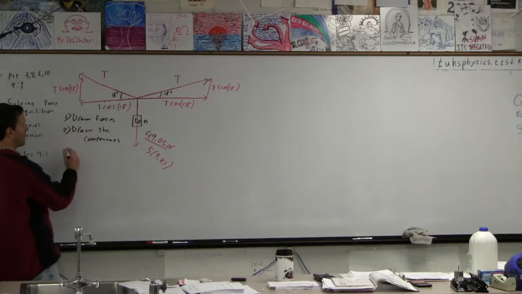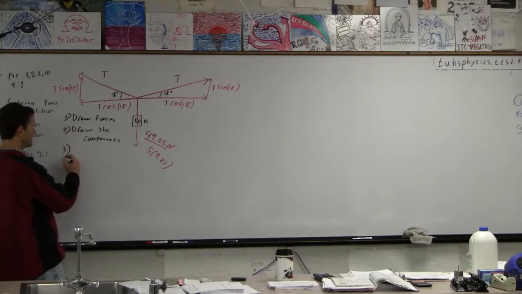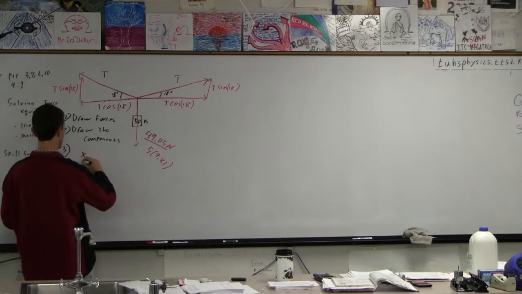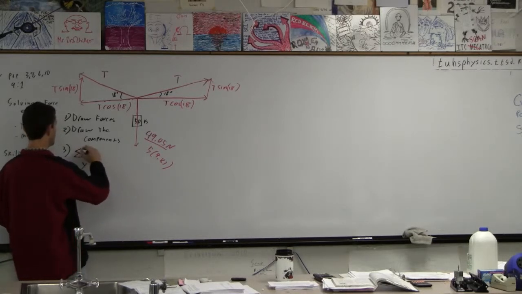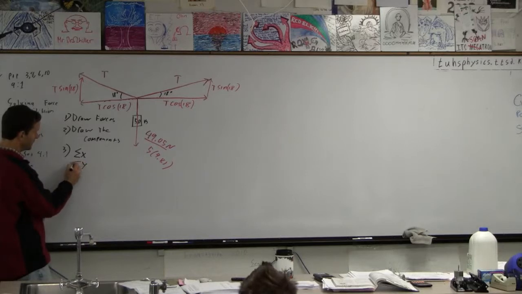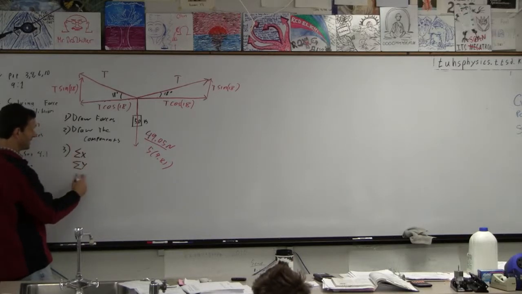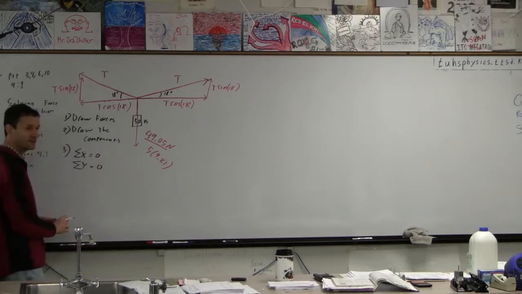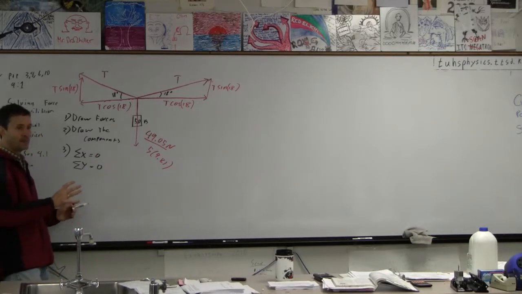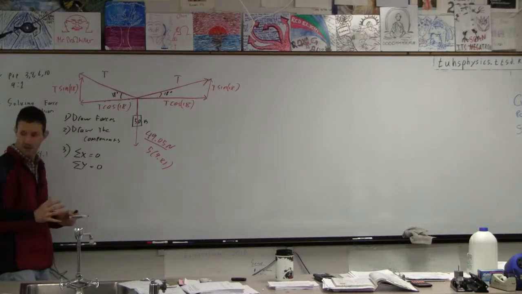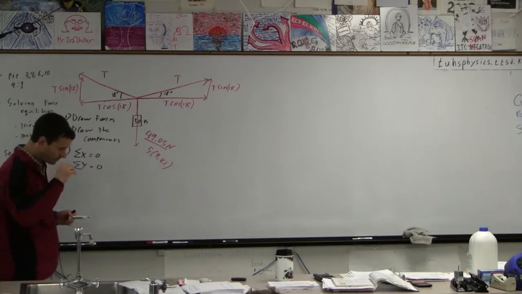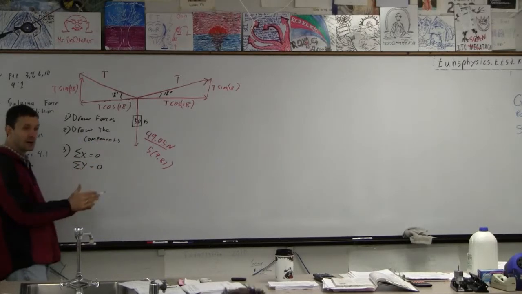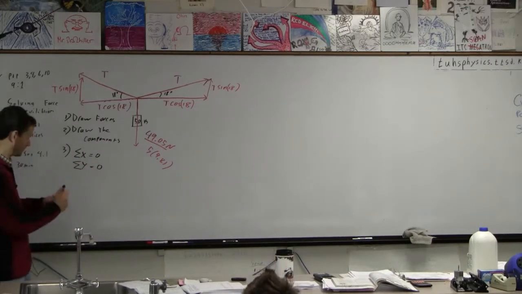The first step is draw the forces. Second step is draw the components. And then the third step is set up expressions in the x direction and the y direction that the sum, this little Greek symbol is the summation, of the forces in the x direction is 0, and the sum of the forces in the y direction is 0. So equilibrium means the forces in the x direction add up to 0, in the y direction add up to 0. And if there was a z direction, those would add up to 0.